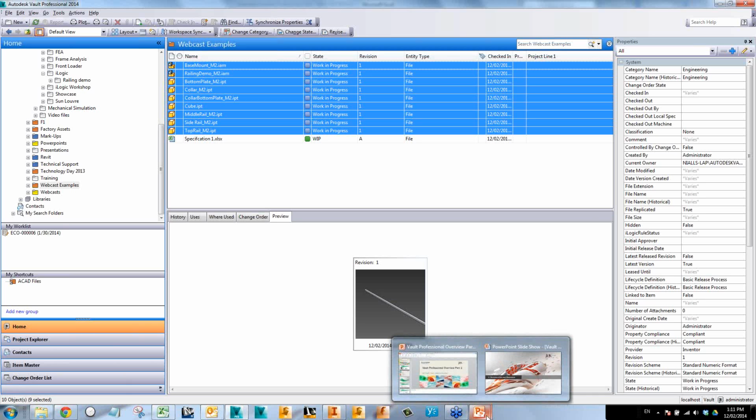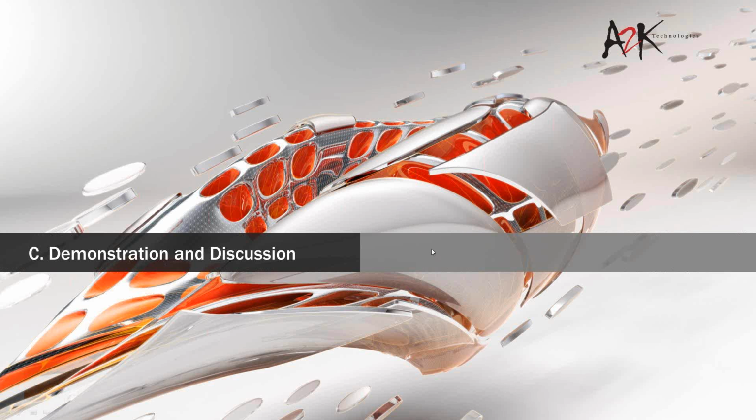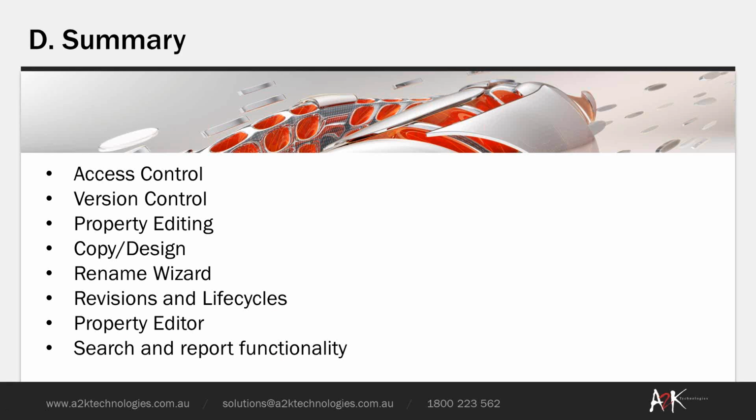So let's jump back to the PowerPoint presentation for a second. And we can see here the items we covered. We looked at access control. So you saw me log into Vault using Excel. So I logged in using my password and my administrator username.